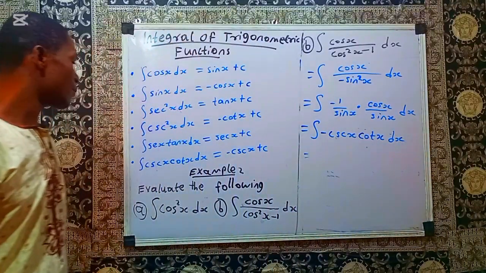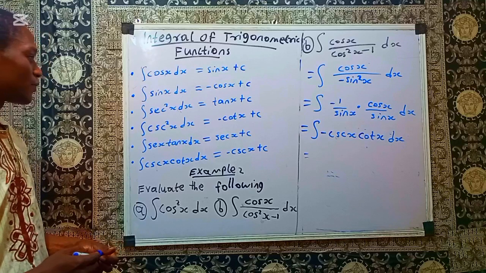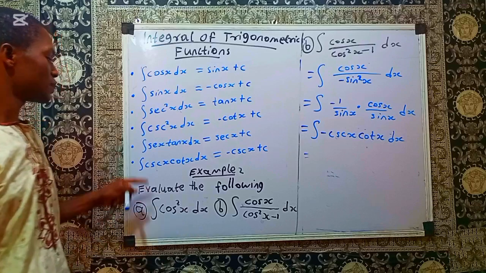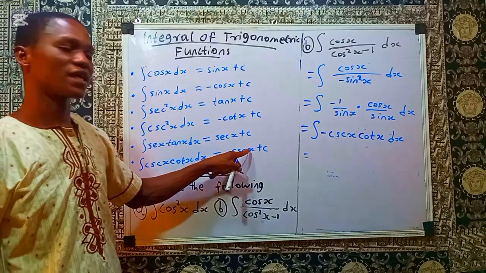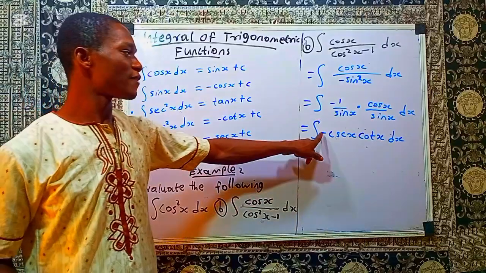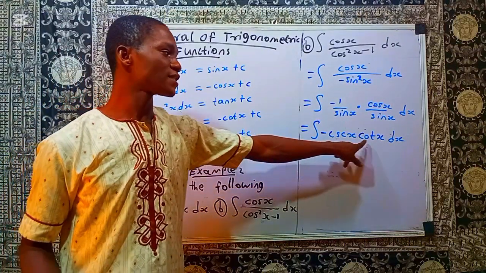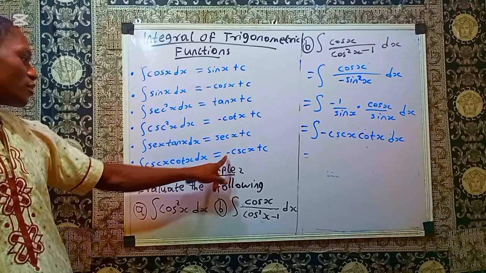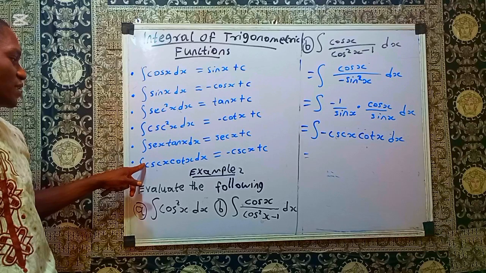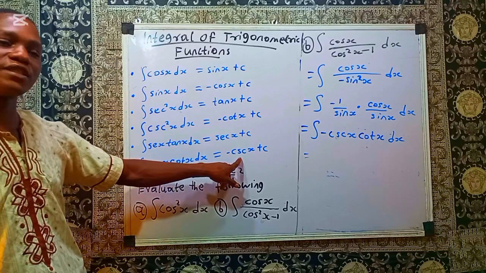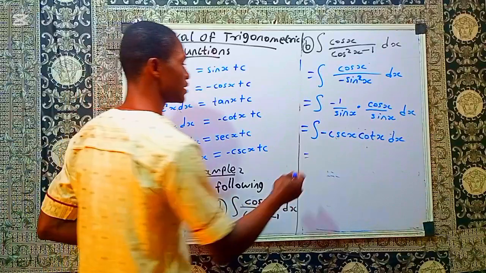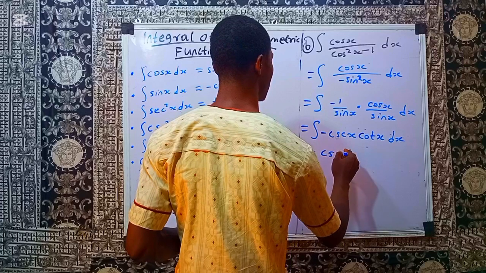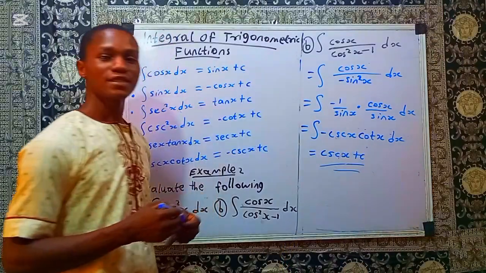So we are going to look at our basic trigonometric integrals. We have that the integral of cosec x cot x is negative cosec x. But here we have integral of negative cosec x cot x. If you come here in this result, if you multiply both sides by negative, you are going to have that integral of negative cosec x cot x will be positive cosec x. So the integral of negative cosec x cot x will be equal to positive cosec x plus the constant of integration c. So this gives us the result of these integrals.